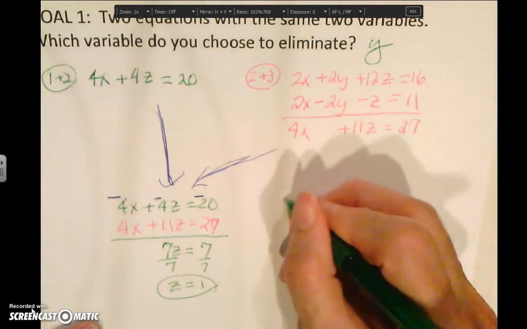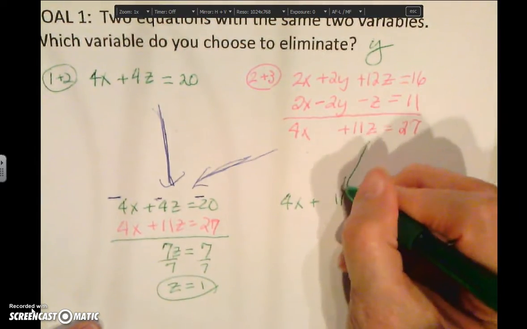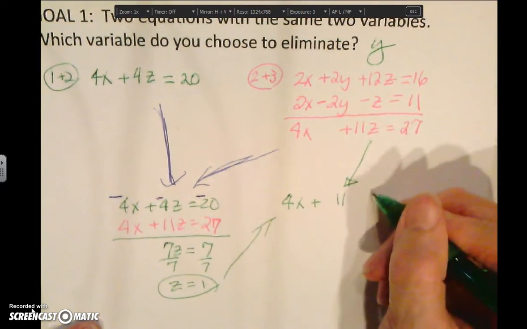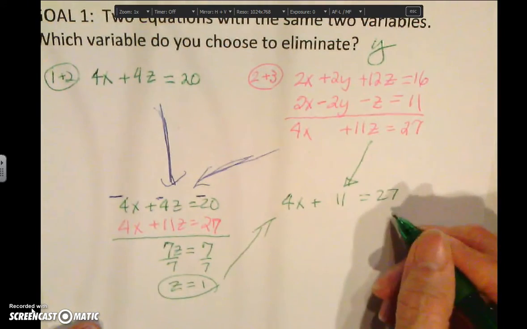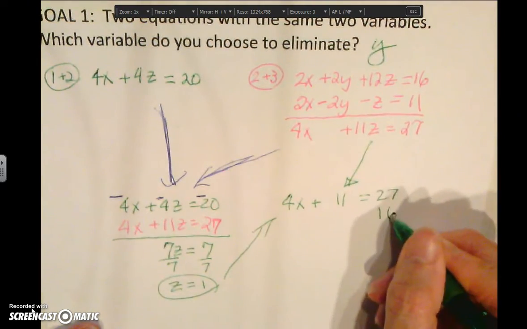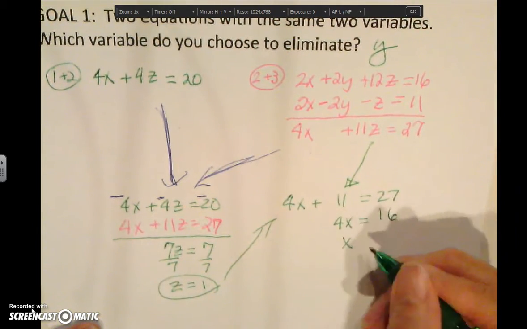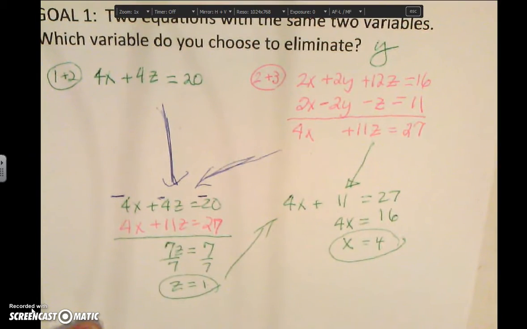So I will then have 4x plus 11. So that's going to come down there, and that's going to come up there. And then is equal to 27. Subtract my 11, and that gives me 16. So 4x is equal to 16, and divide by 4, so x is equal to 4.